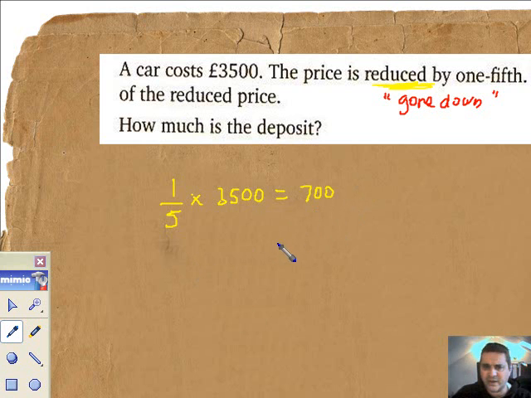No. If you reduce by 1/5 of the price, we're now going to take away the £700 reduction from the car. That's like the discount, and then we'll see how much he's got to pay. So this person has got to pay £2,800 for the car.